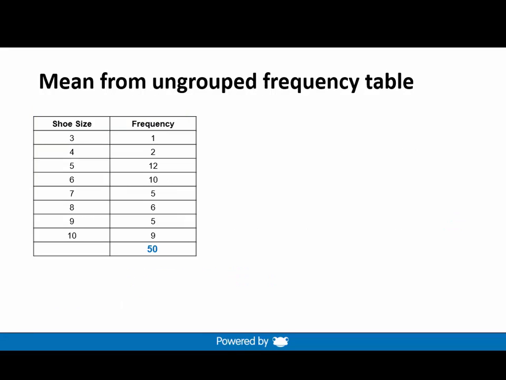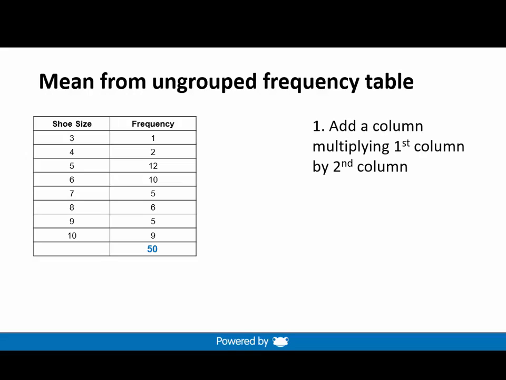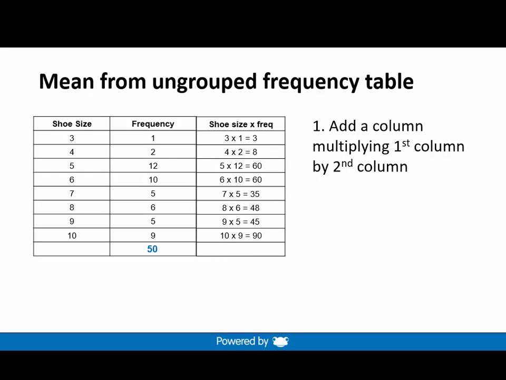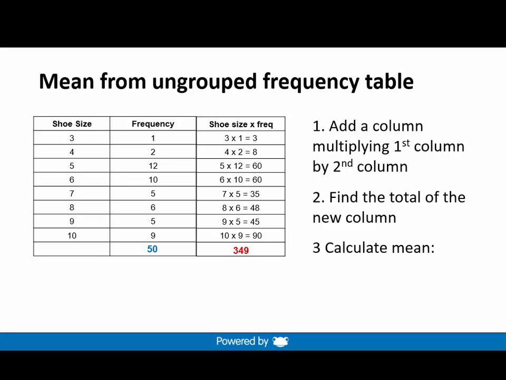Now we have slightly different ways of approaching this for ungrouped and grouped frequency tables, so we're looking at ungrouped first. First thing I do is add a column multiplying the first column by the second column, in this case shoe size by frequency. I then need to find the total of that new column, and then I can calculate the mean, which is the total of column 3 divided by the total of column 2, and in this case gives me 6.98 as my mean.